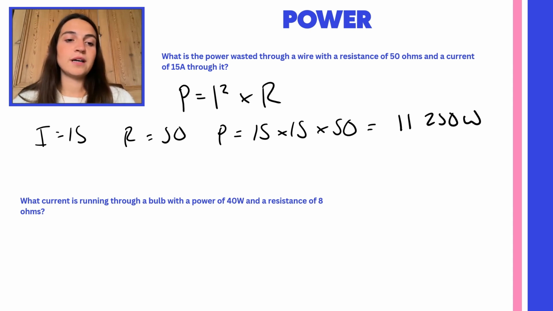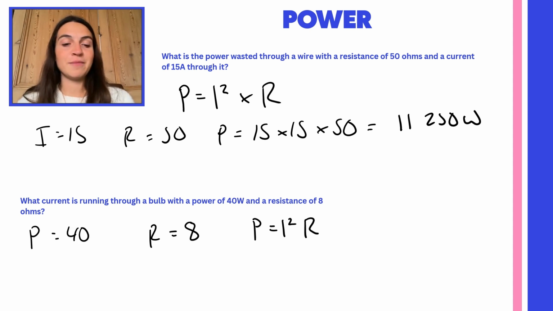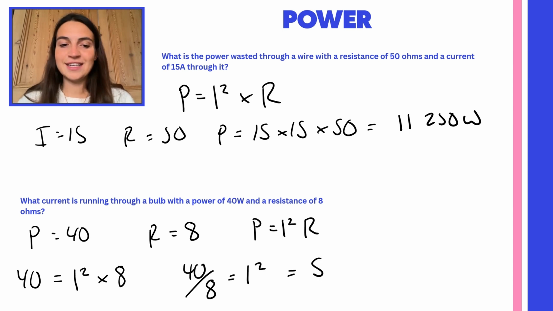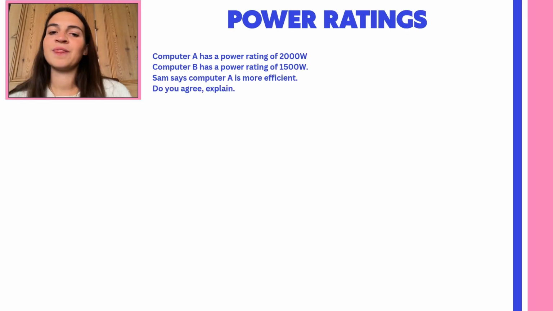Okay, next, what is the current running through a bulb with a power of 40 watts and a resistance of 8 ohms? So again, something that relates power, resistance and current together must be this equation here. P is I squared R. And let me identify my stuff. Power is 40, R is 8, therefore 40 equals I squared times 8, or 40 divided by 8 equals I squared, so that is 5 is equal to I squared. So then to square root my I, 2.2 amps.